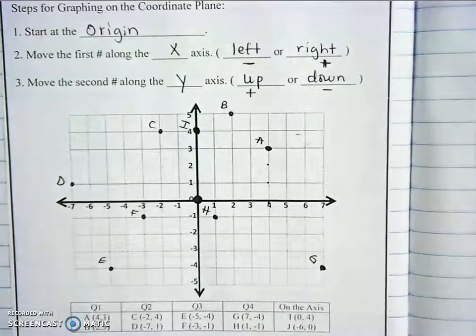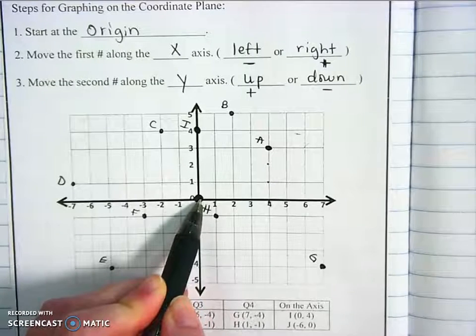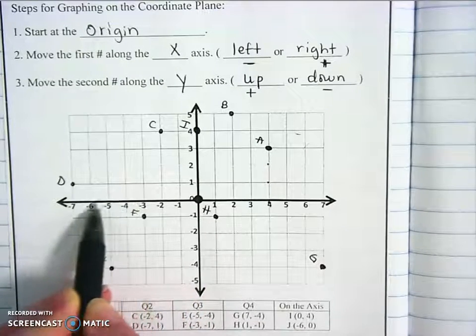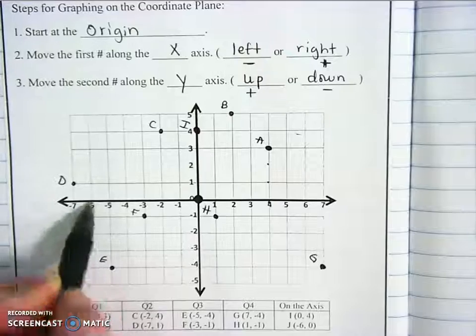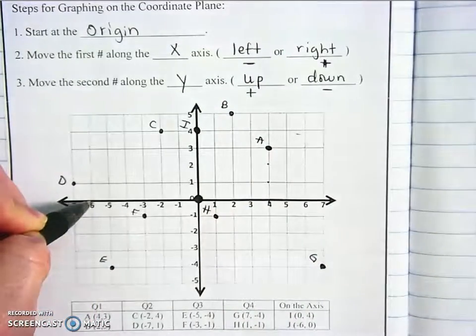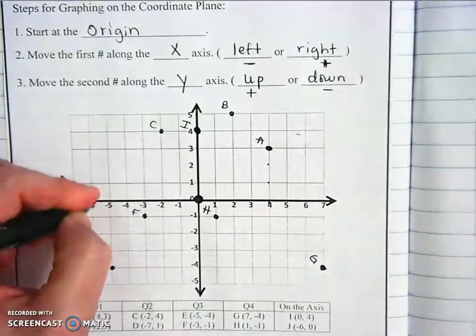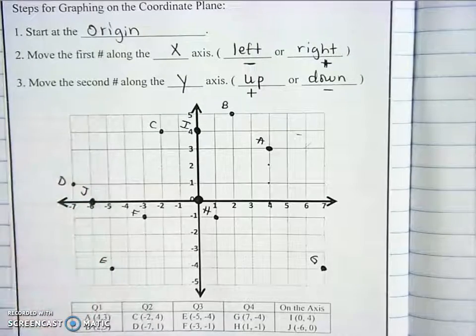Last one, -6, 0. So I start at the origin, and I go to -6. So that is right here on the x-axis. And then on my y-axis, the number is actually 0, so I can't move up or down. So this is my actual point here, and that's J.